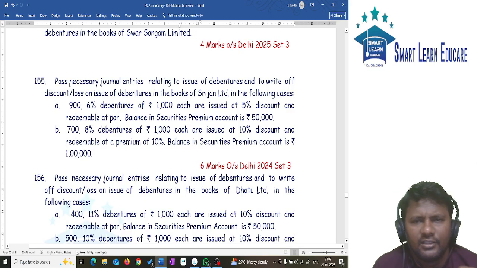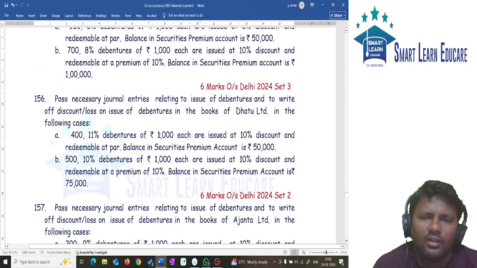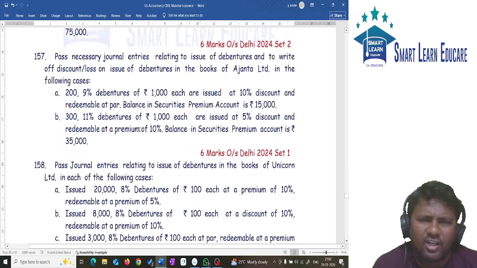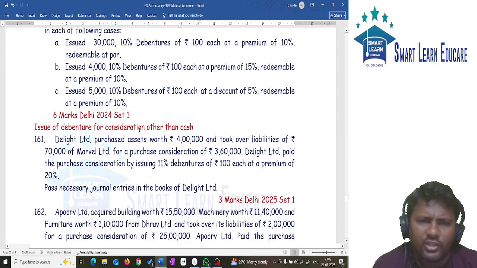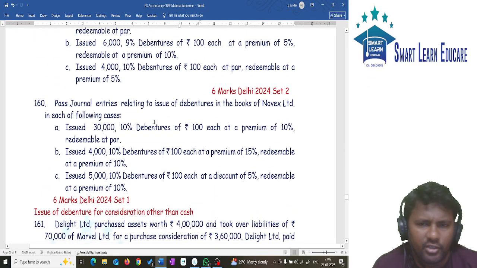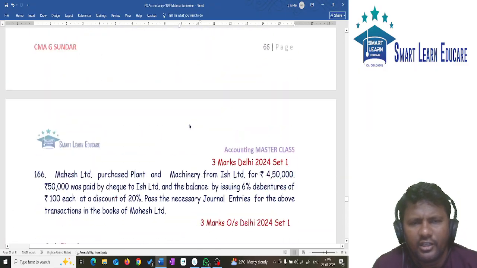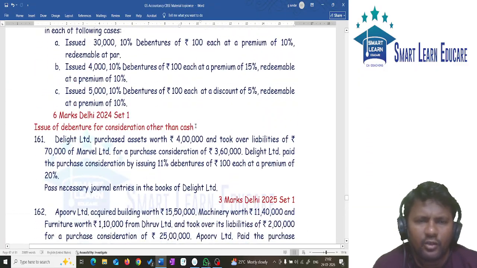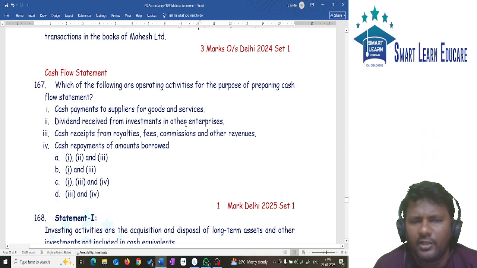We are stopping here and will continue in the next class. All the debentures-related questions are of similar type. Once we see just two questions, the first type of question will be over. The other questions relate to issue of debentures for consideration other than cash. The debentures part will be done in the next class.